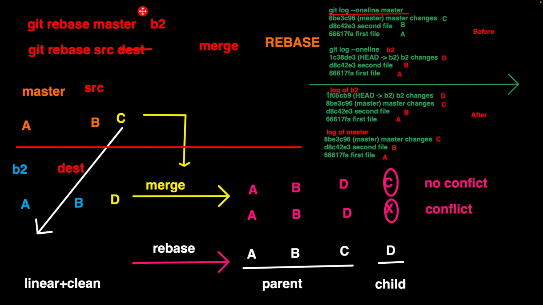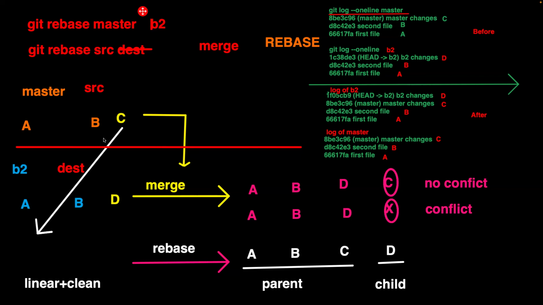Any more questions? Preethi, one small doubt. The rebase is applicable from parent to child, not from child to parent. So we cannot rebase B2 to master. If you have created a branch, my branch's parent is obviously master, but I just need to rebase from B2 to master. It's not possible, right? I can do it only from parent to child.